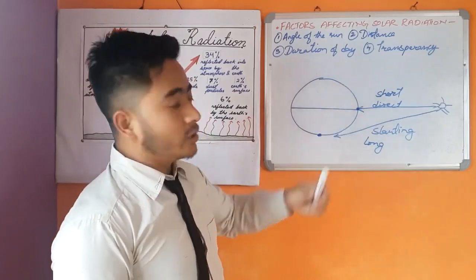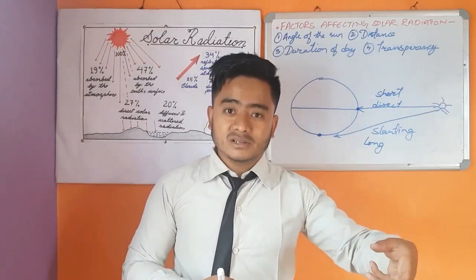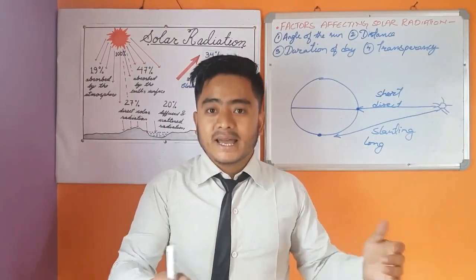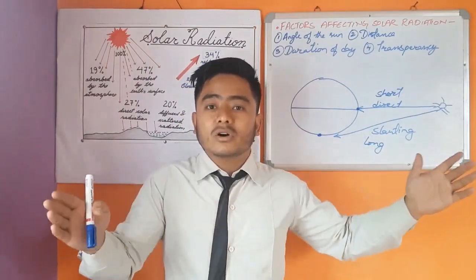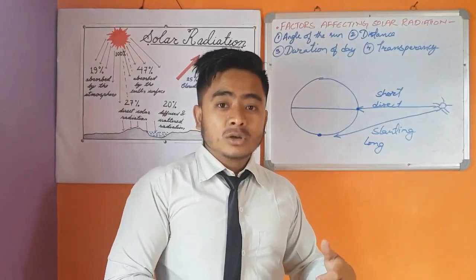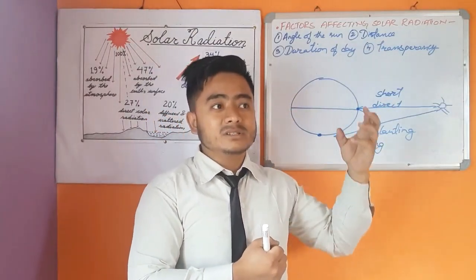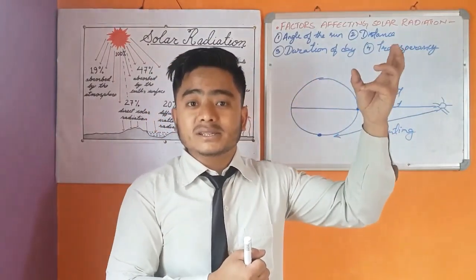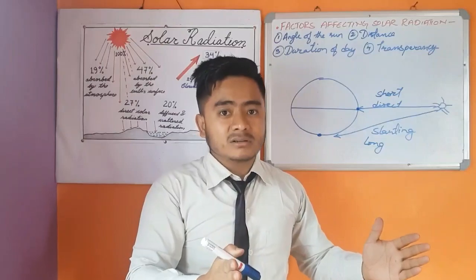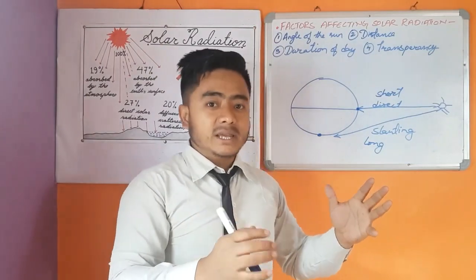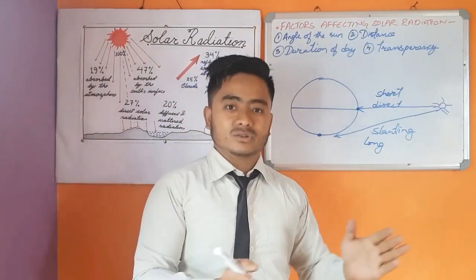Now the third point is the duration of day. Like you all know, during the winter season the days are short and nights are longer. In the same way, during the summer season the days are longer and nights are shorter. So the longer the day, the greater the amount of insolation. Why? Because the sun will be present in the sky for a longer duration of time, so it can give more heat and energy to the earth. I hope you are understanding. So the greater the duration of the day, the greater the amount of insolation.